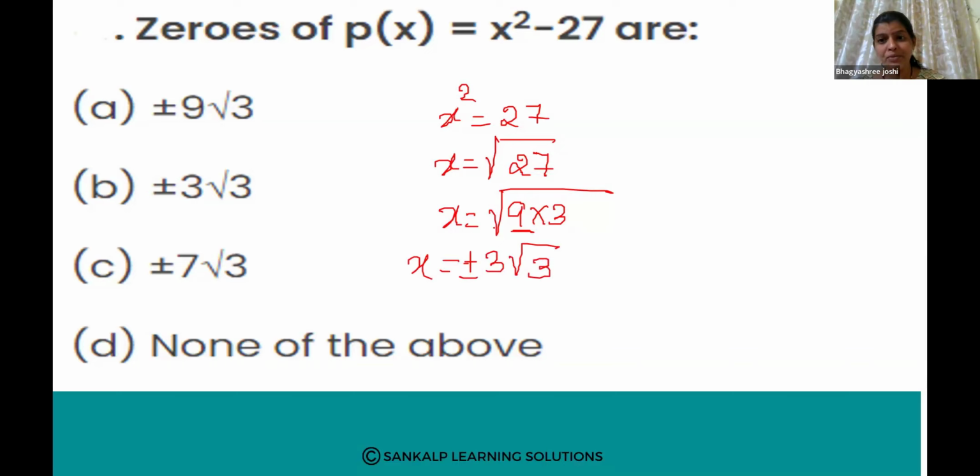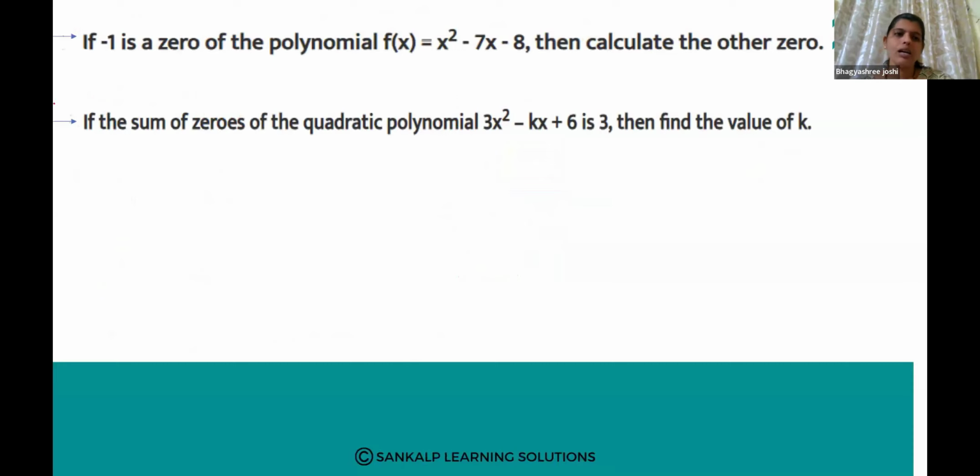So 9 is a perfect square number. 3 square is 9. So it comes out of the root as 3. This 3 is not a perfect square number, so write it as it is, plus or minus 3 into root 3. So which answer is right here? Plus or minus 3 into root 3. B is right. Next one.